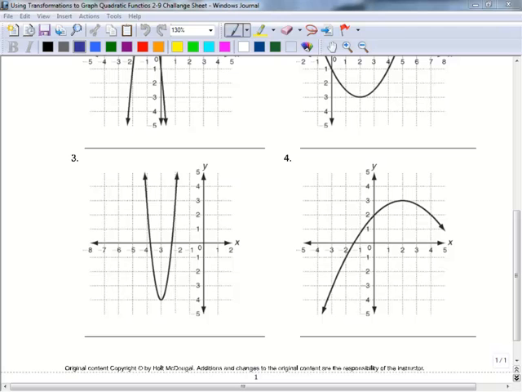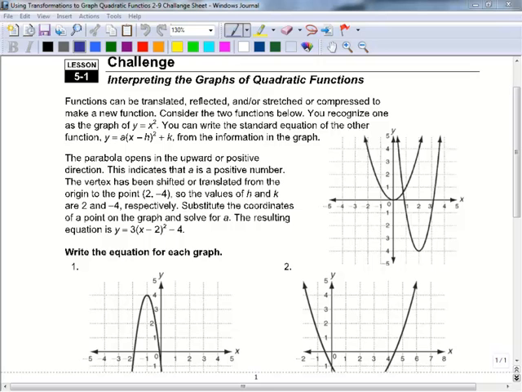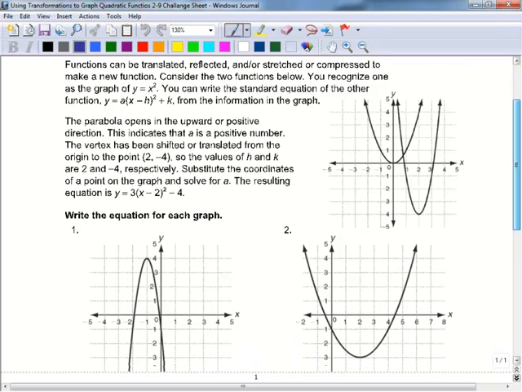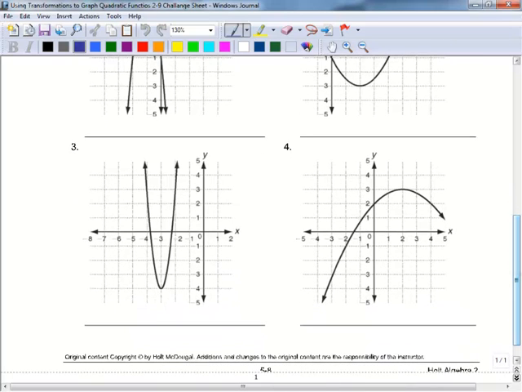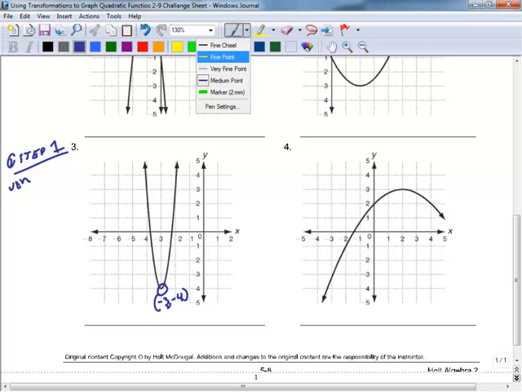So let's take a look at the challenge problems, and I would like to work with you on problem number 3, picked randomly. What we want to do here is find an equation of the parabola we have here. And step 1 is find the vertex. So the vertex here looks like (-3, -4). Oops, I'm going to change pens here. So the vertex is at (-3, 4).